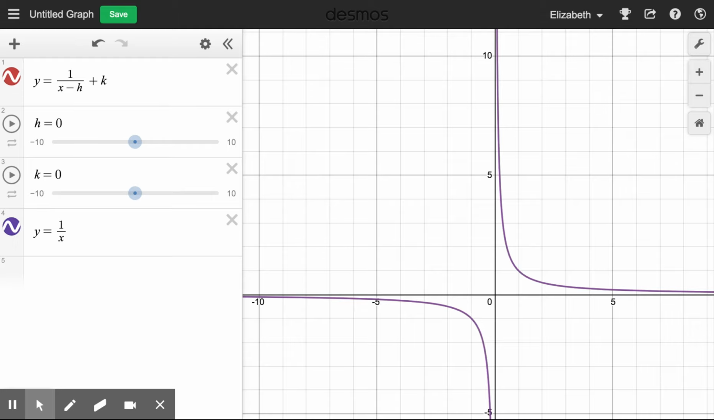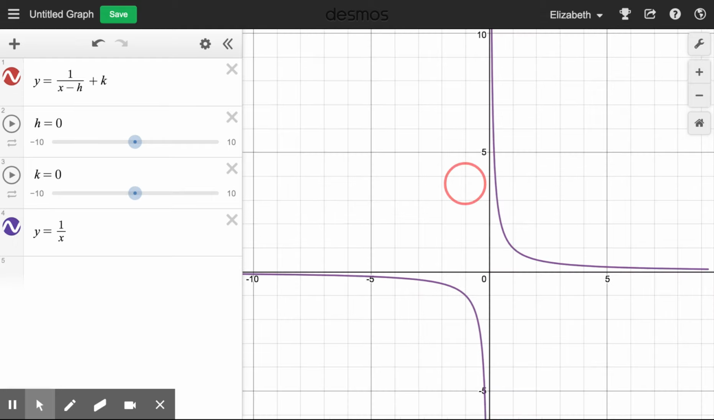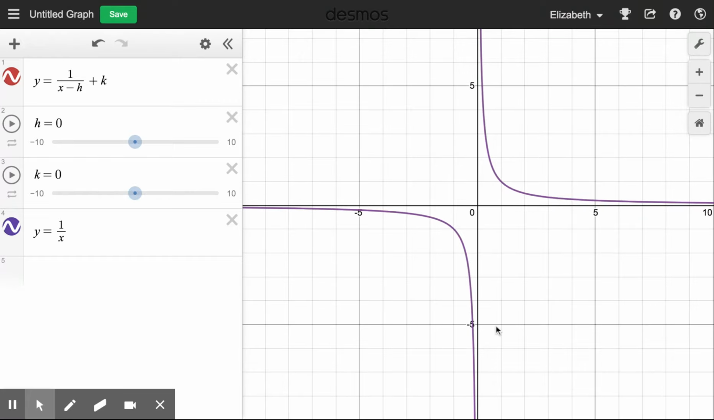So today we're going to look at the graph of a rational function and its transformations around the graph. So here's the parent function, y equals 1 over x. You can see that I have it in purple, and I'm going to transform my functions in red. First, let's do the asymptotes.